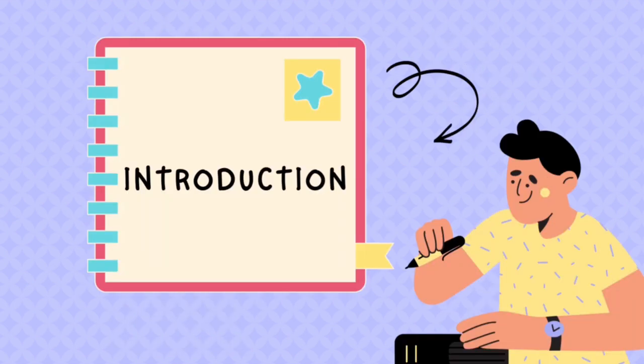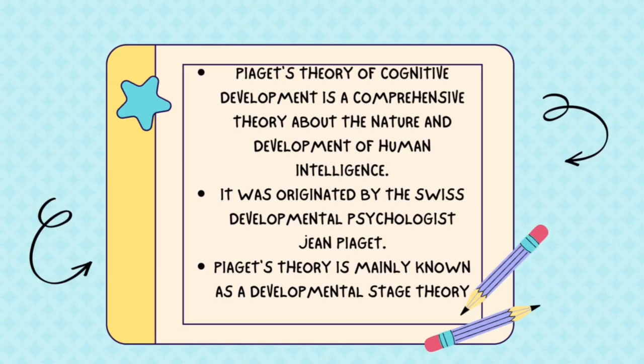Next, I will tell you about the introduction of Piaget. What is Piaget? Piaget's theory of cognitive development is a comprehensive theory about the nature and development of human intelligence. It was originated by the Swiss developmental psychologist Jean Piaget. Piaget's theory is mainly known as a developmental stage theory.